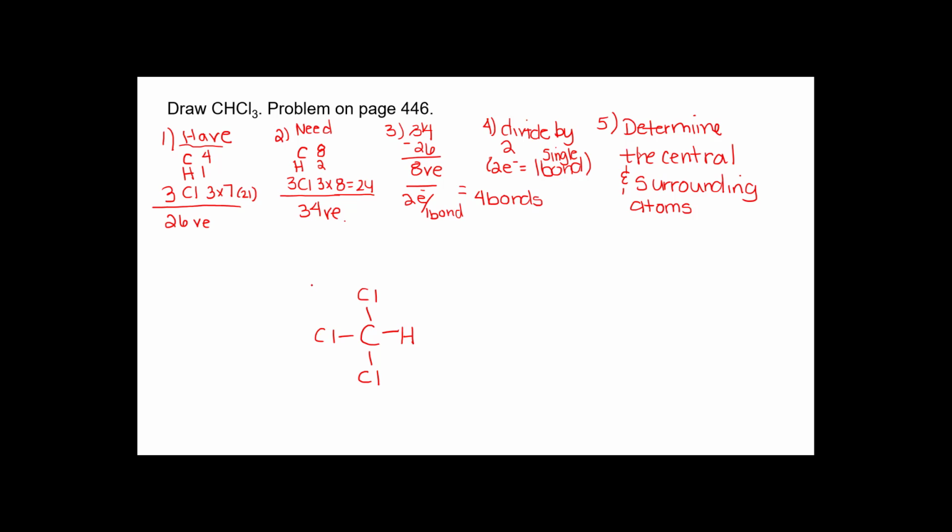Okay, so now we're not done. We need to finish this. So number 6 is to determine your lone pairs. We are going to take number 3, which is this number here that we're interested in, and subtract it from number 1, which is what we have to work with. So we have 18 valence electrons to work with.